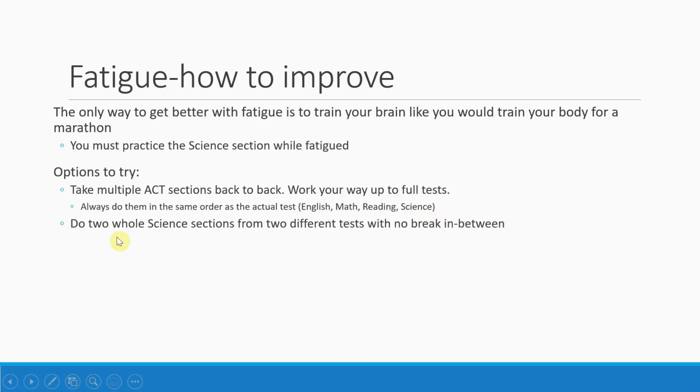You could also just do two whole science sections back to back with no break. And that would be from two different tests, because obviously there's only one science per test. So that would be if you're really trying to crack down on science in particular, you're pretty good with the other sections, or you're just focusing in on science. That way you get double the practice with science and one of them while fatigued.